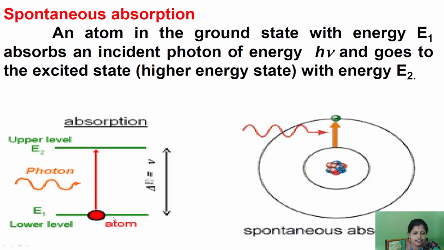We have to consider two energy levels, E1 and E2. E1 is the ground state energy level, E2 the higher energy level. At the E1 energy level, a number of atoms are present. One photon of energy is incident on a ground state atom. This one atom absorbs this photon energy. After absorption, this atom goes to the excited state. That is called the absorption process.